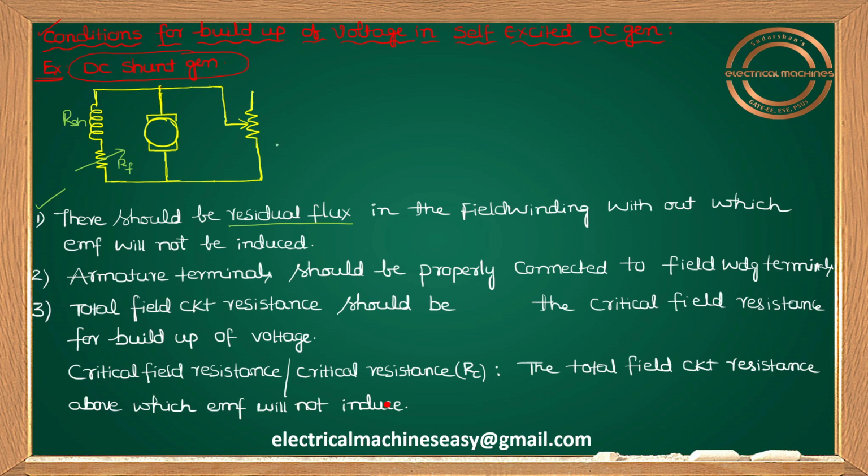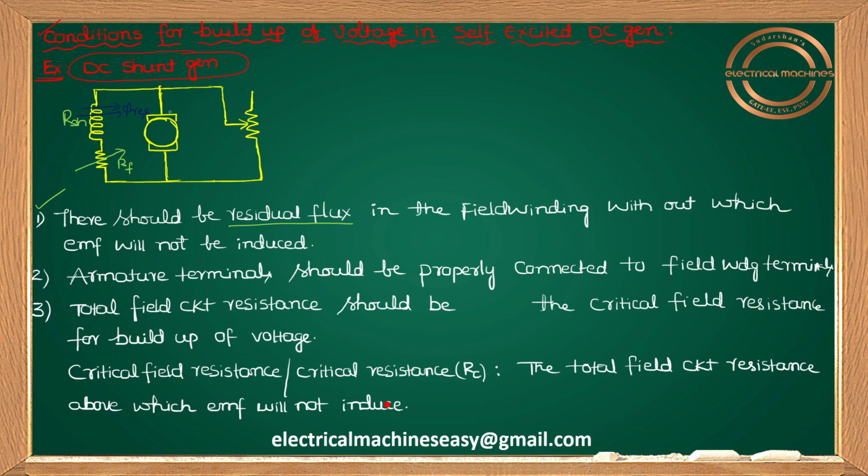What is the reason for that? I already told you. In a separately excited DC generator, we have a separate DC source for the field winding, so there is no need of residual flux. Whereas in self-excited, definitely we need residual flux. Let us assume that initially some residual flux is there. Let me take a blue color here. Let me take this one as residual flux, phi RES.